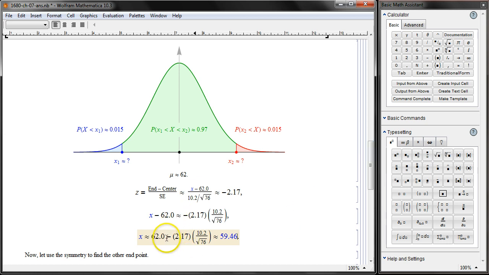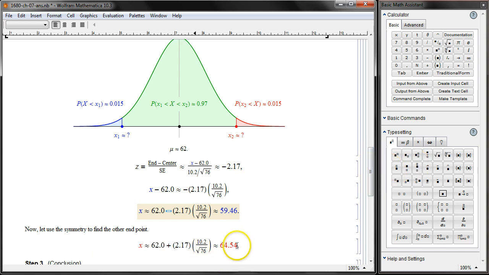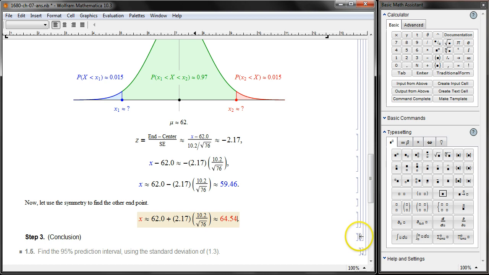Now, for the right-hand side, we just change this negative to positive by symmetry, do the computation, and we get approximately 64.5. Here is the conclusion.